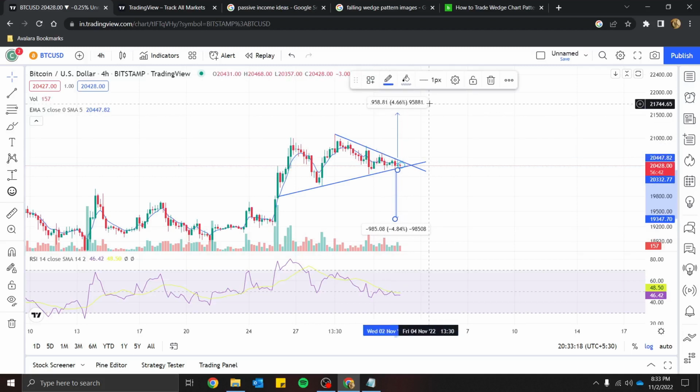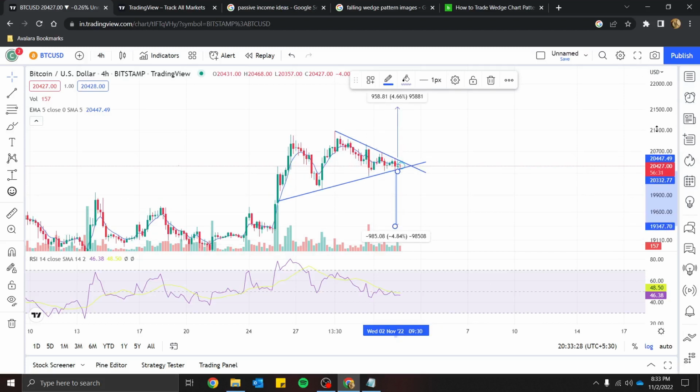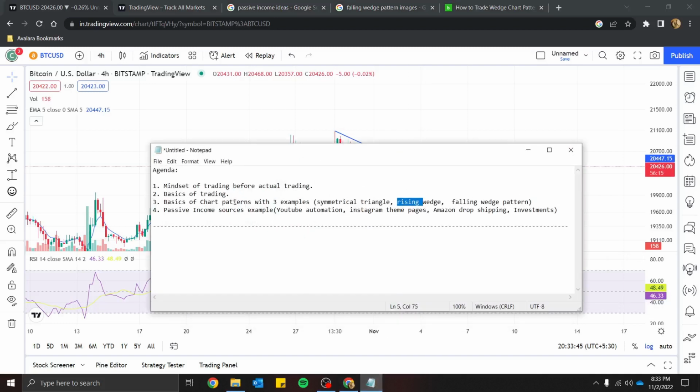Our target will also be in a similar fashion. If it breaks in the upward direction, our target will be 21,545, and if it breaks in the lower side direction, our target will be 19,325 or 26. Likewise, these triangle patterns are very easy to identify. Almost all patterns are easy to identify, but you need to have some analogy and past trading experience. So this was all about the triangle patterns.